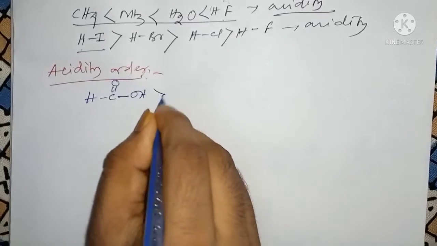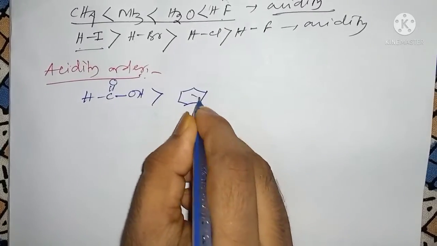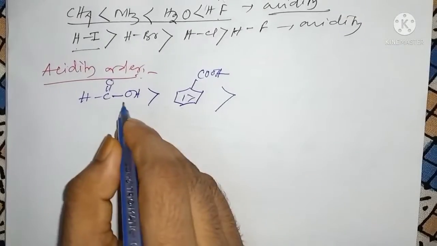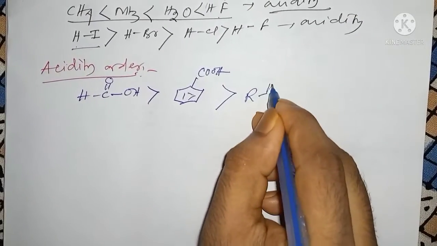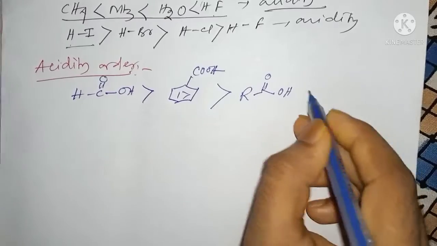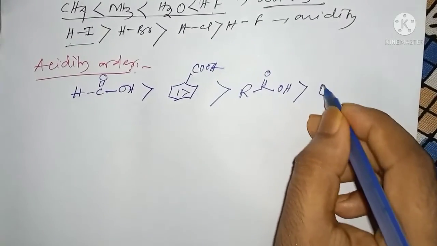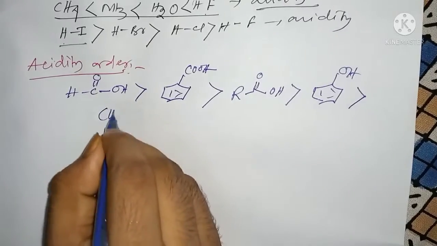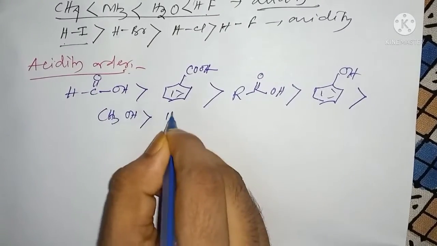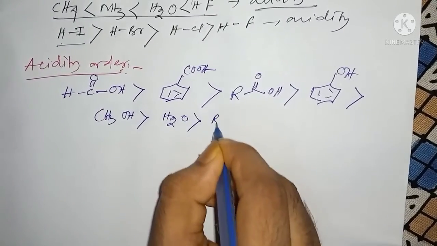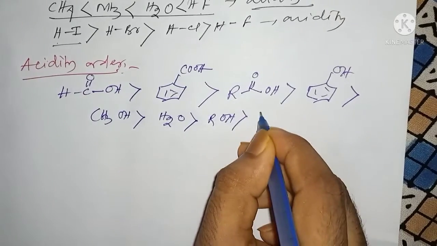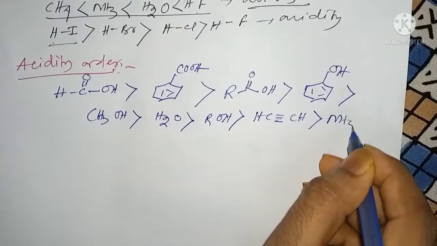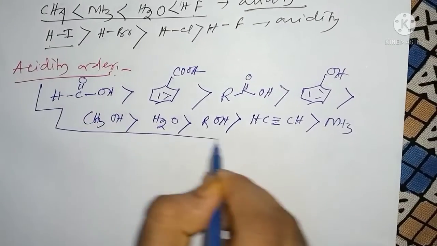HCOOH greater than C6H5COOH, this is benzoic acid, formic acid, greater than RCOOH, greater than phenol, greater than CH3OH, greater than H2O, greater than ROH, greater than HC≡CH, greater than ammonia. This is the acidity order. Remember this thing.